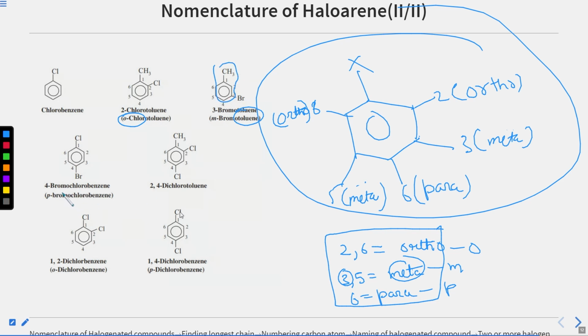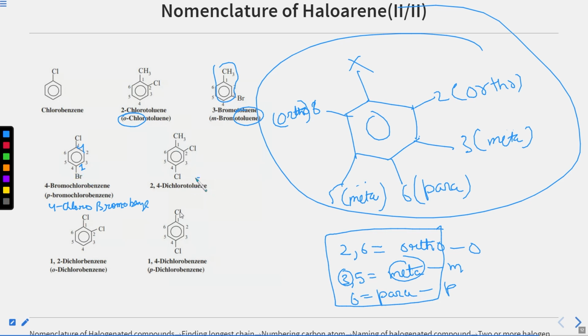Now this one. We are not mentioning the first position, as the first position is obvious, so we are naming it 4-bromochlorobenzene. I think this is written wrong. We have to use the alphabetical order. So this one will be 1, and then 1, 2, 3, 4. So its name would be 4-bromochlorobenzene. Sorry for the mistake, because in the case of halogens we give priority according to the alphabet.